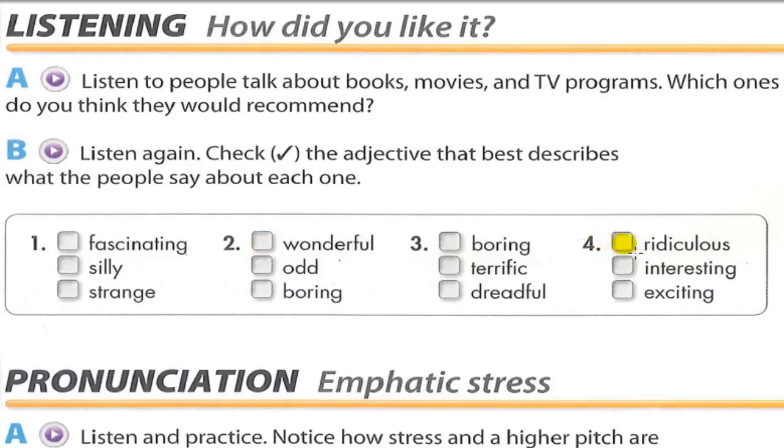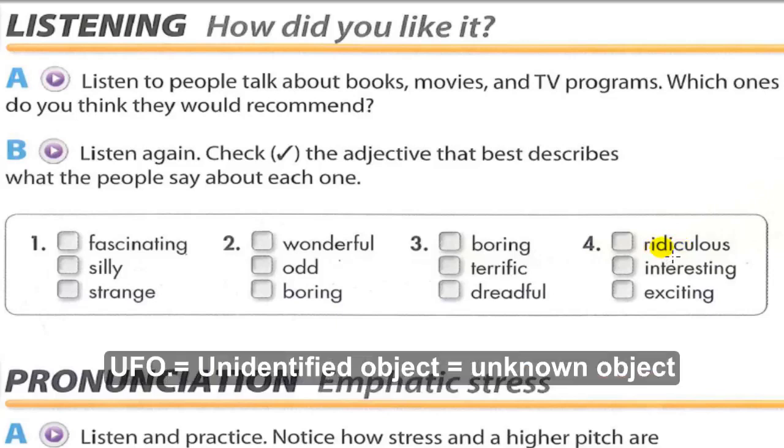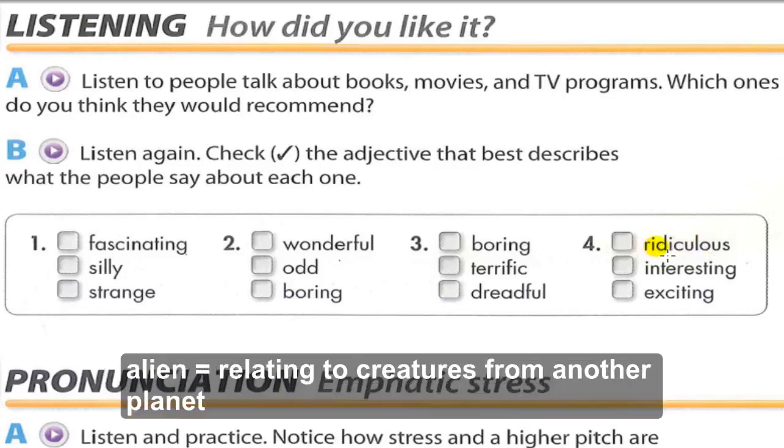4. It's about a book. Is the book ridiculous, interesting, or exciting? Ridiculous. Too bad. Silly. It's a book about UFOs. UFOs means unidentified flying objects, unknown things, things which are not known, from outer space. It's about green creatures, aliens. Would she recommend the book for others? No.